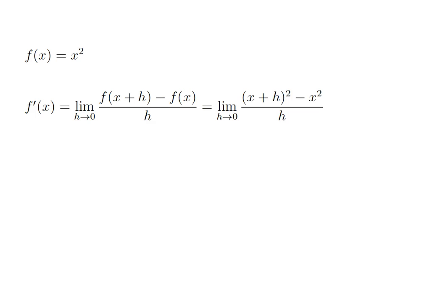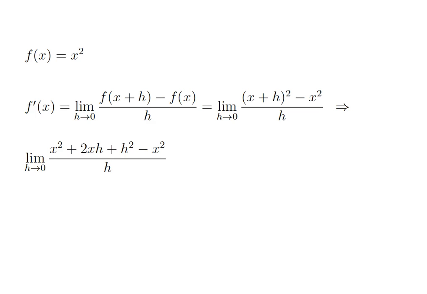The function that we are going to use is x squared, so we substitute in x plus h for x squared, the top left of our numerator, and we get x plus h squared minus x squared, that's our original function, all over h as h approaches 0.